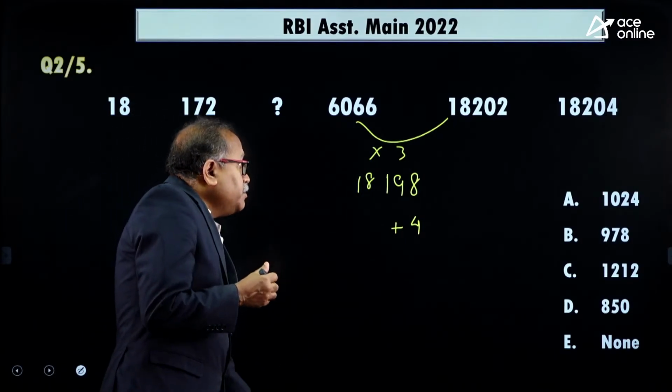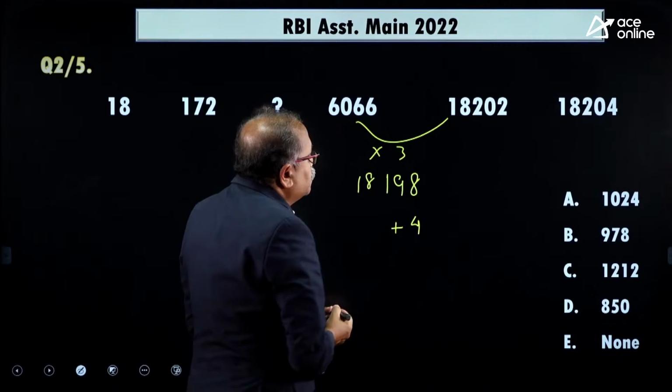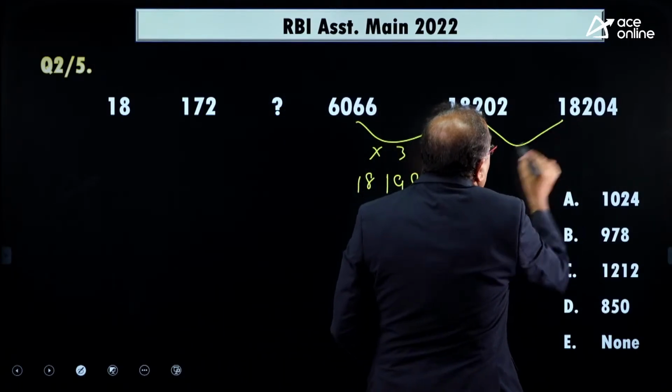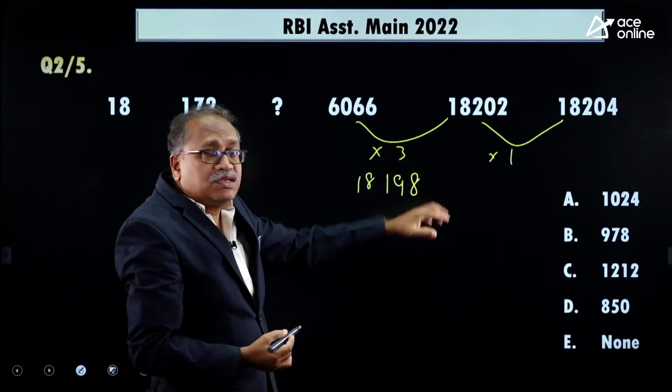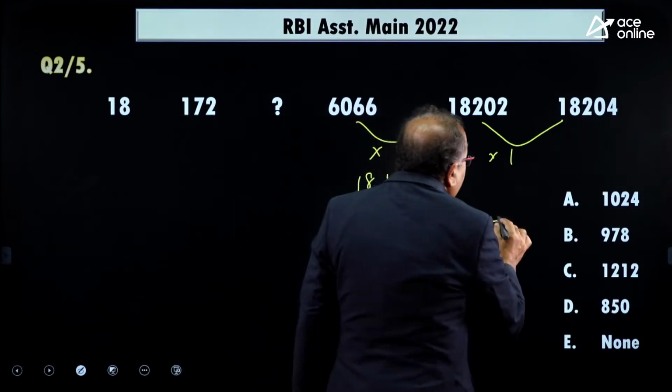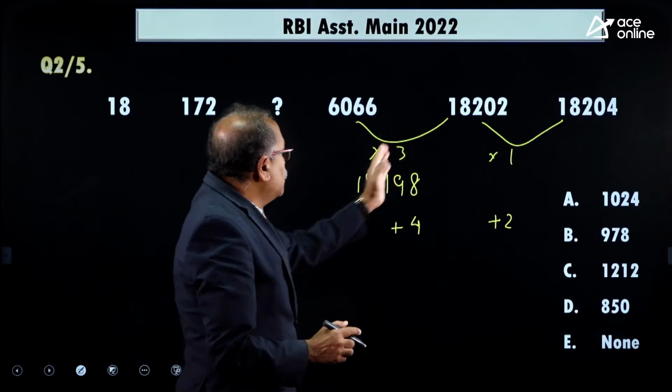Okay. The time is over from your end. So, I notice that it is into 3 and I can notice that it is into 1 here. So, when I multiply into 1 the same number and I am adding 2 over here. So, look at the logic over here, into 1 into 3.